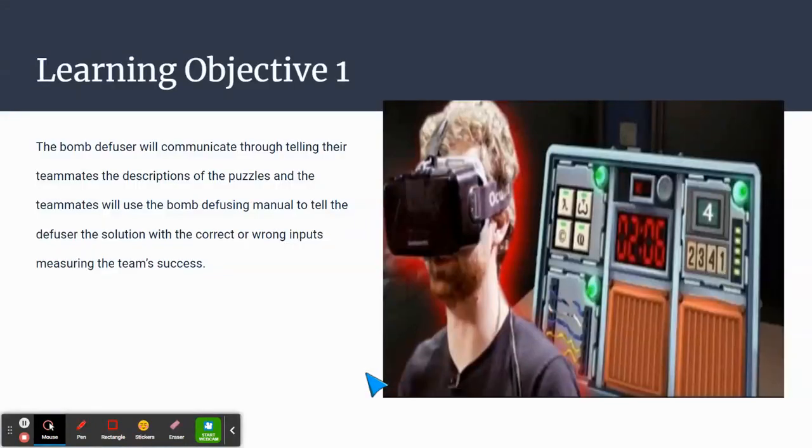So learning objective one, this is more for the bomb diffuser. They will be able to communicate through telling their teammates the descriptions of the puzzles, and the teammates will use the bomb diffusing manual to help diffuse the bomb. So pretty much this is gauging, are they able to be successful in solving how many puzzles.